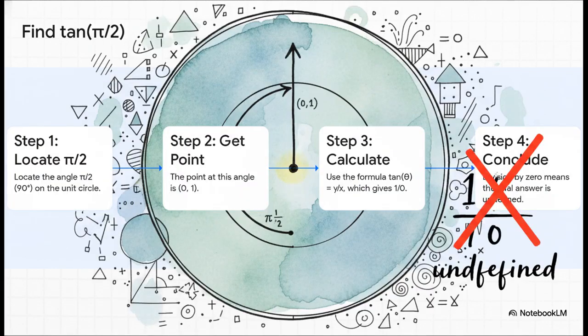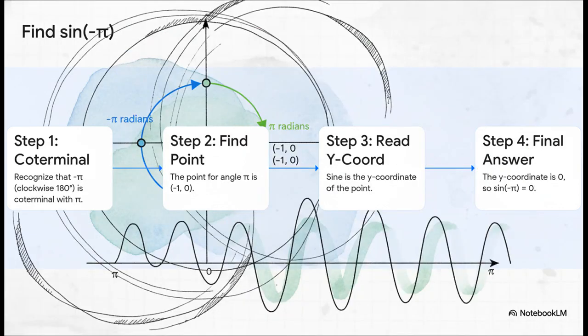Okay, now let's tackle one of those undefined cases. Let's find the tangent of pi over 2. First, we find our spot on the map. Pi over 2 is 90 degrees. The point there is 0, 1. Now we pull out our tangent formula, y over x, we plug in the numbers, and we get 1 divided by 0. Uh-oh, red flag. We can't divide by 0, so the only possible answer is undefined. Case closed.